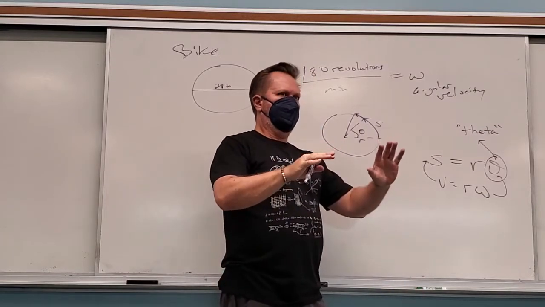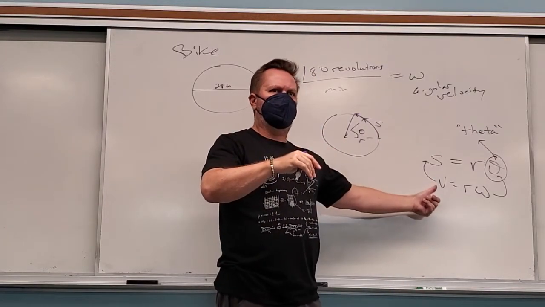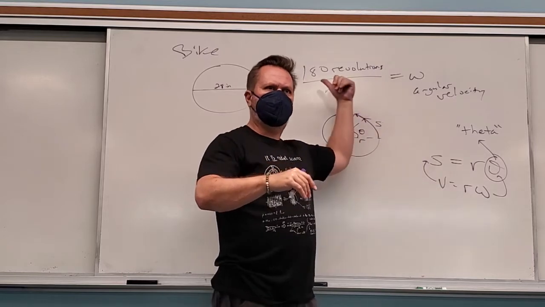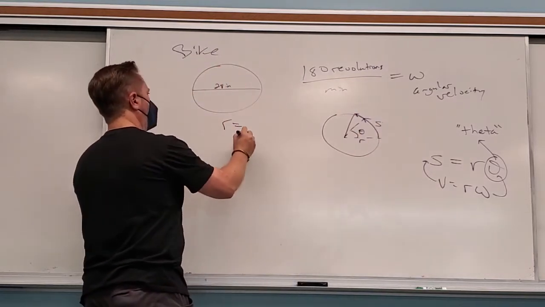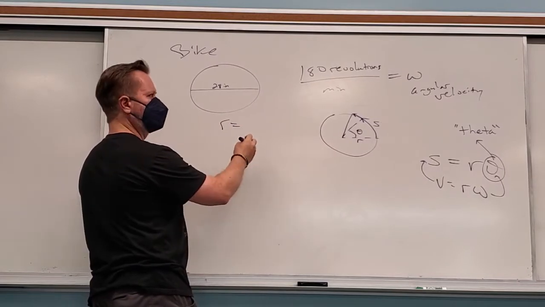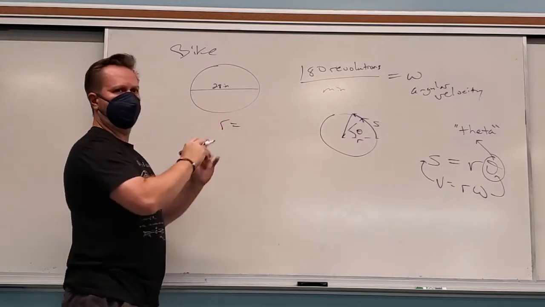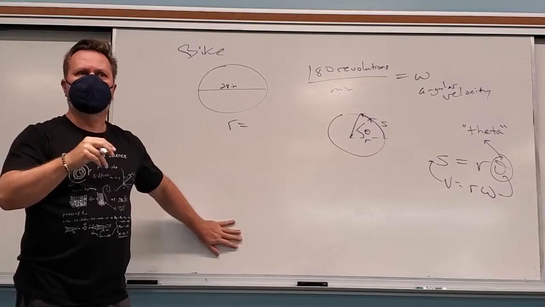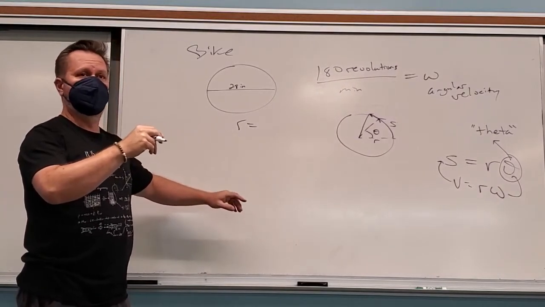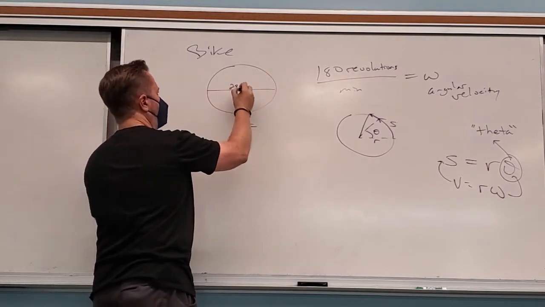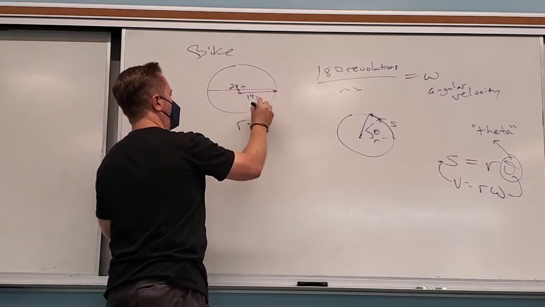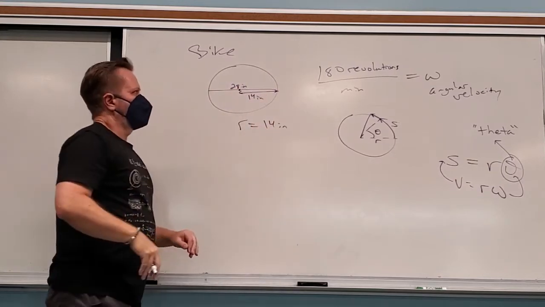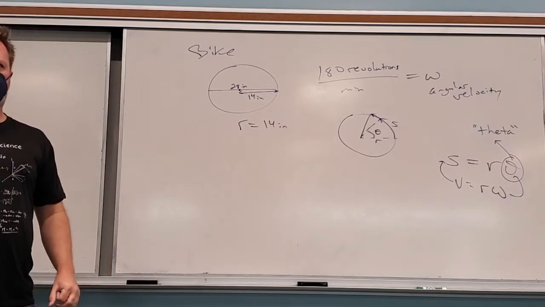Okay. What letter keeps showing up there that I haven't identified directly yet in our problem? R. What's R? Radius? Sure, but what is the number? 14, because that's the diameter. Radius is, of course, halfway. 14 inches.